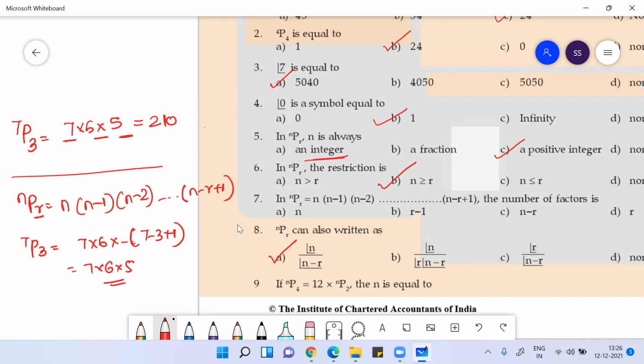So what they're asking you here is the number of factors. How many factors will you write? You will write till r factors. You're getting me right? How many places do you fill? You will fill till r places.